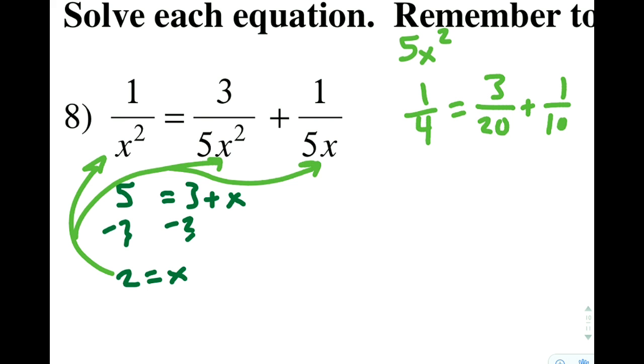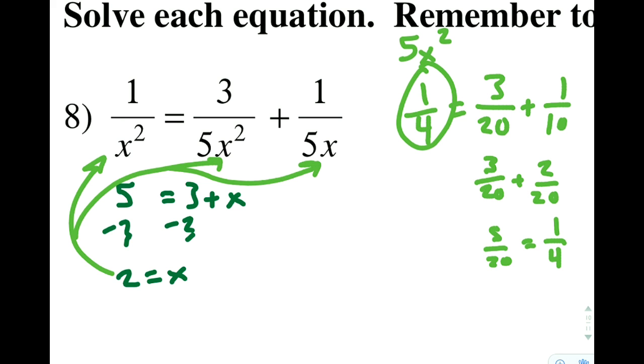If I get myself a common denominator on this side, I'm going to have 3 over 20 plus 2 over 20, multiply top and bottom by 2, I would get 20ths for both of these. That's 5 over 20. And 5 over 20ths is equal to 1/4 if you reduce it, divide top and bottom by 5. And that's what we expected it to equal. So it does work. So it is not an extraneous solution.